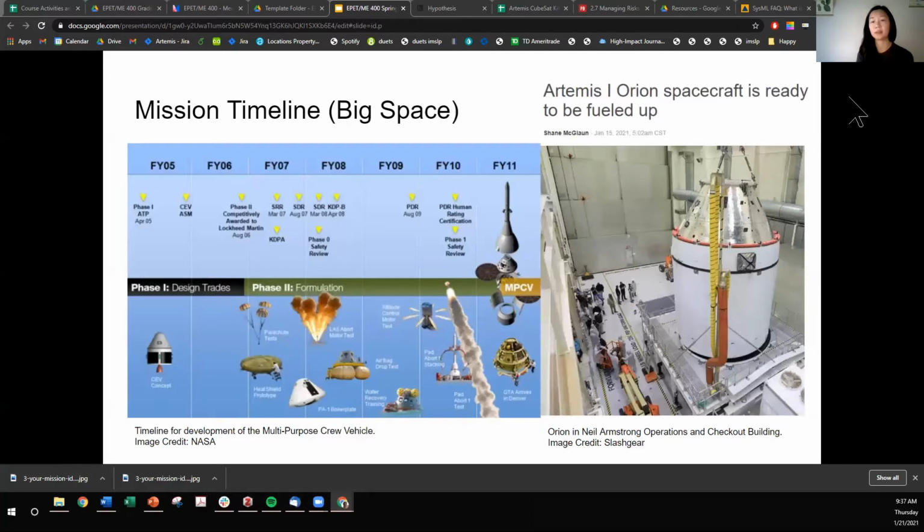NASA just announced that the Orion spacecraft used for the Artemis 1 mission has completed its time in the Neil Armstrong Operations and Checkout Building, which is what you are seeing on the right. The spaceship was hoisted from the stand in that building where it was outfitted with components and systems were tested to ensure it was mission ready. With assembly complete, the spacecraft has been moved to the NASA Exploration Ground Systems team responsible for processing the Orion spacecraft for its launch later this year.